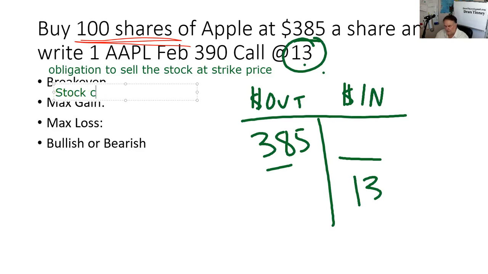What we paid. Now, let me get this out here so I'm not jammed up, we got some room to maneuver here. Stock cost minus premium equals the break even.